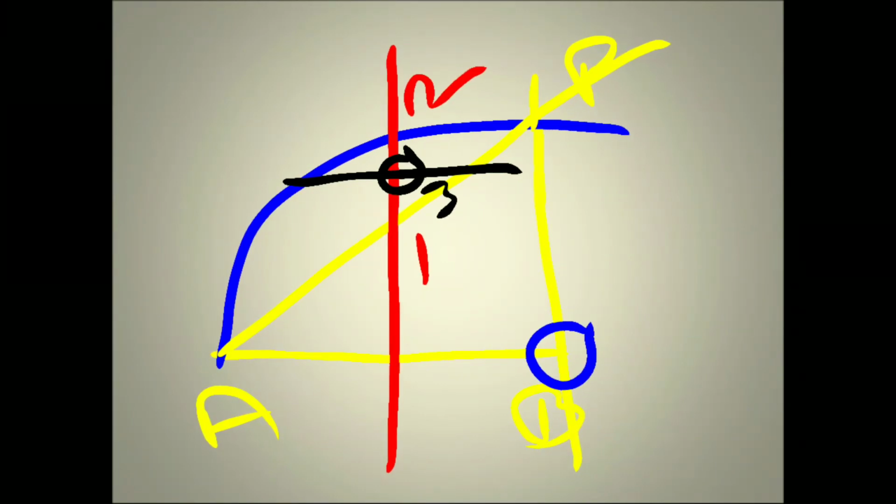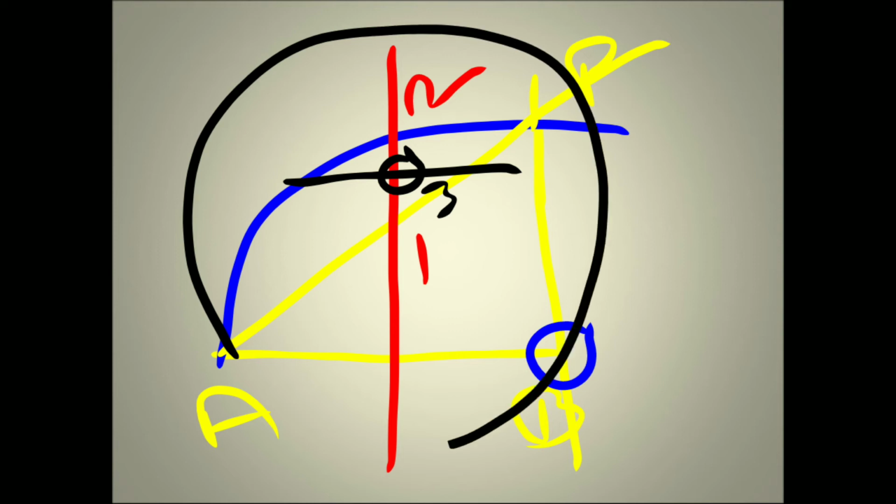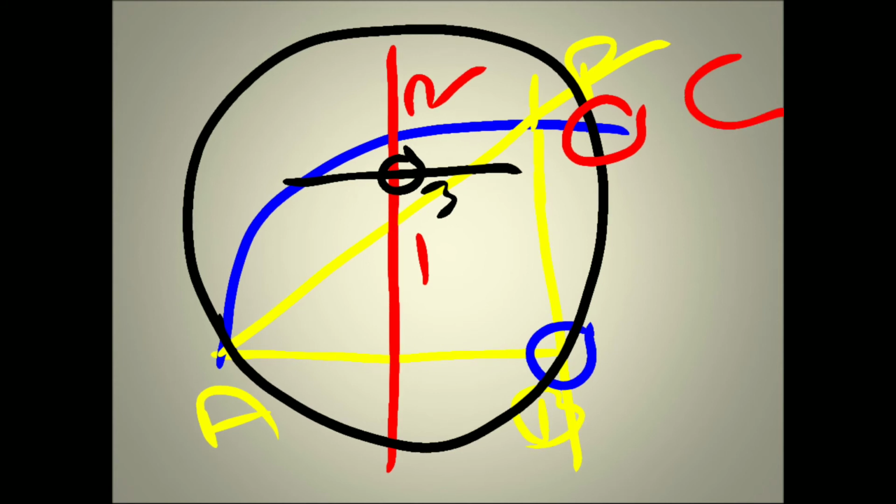Now draw a circle with point 3 as the center and radius equal to 3A. It will be like this. Here we observe that this arc and the circle meet at point C. Now draw a line from point B to point C. This is the second side of our pentagon.